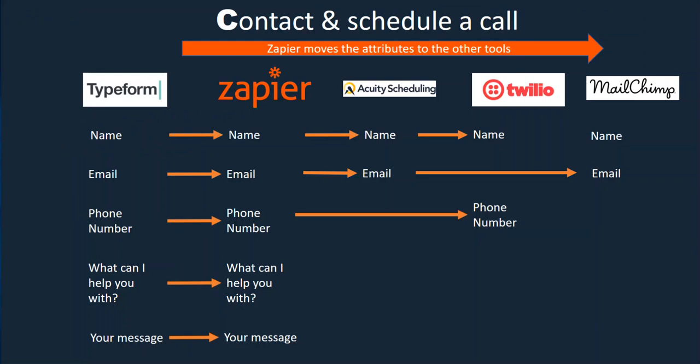But before we start, what we want to do is we want to show you exactly how this is going to work. So Typeform is going to take the details of the questions that we ask. It's going to move it to Zapier, which will then send an email using the Zapier email tool with our Acuity scheduling link. Following that up, we're going to take the name and the phone number, and we're going to pass it using Zapier to Twilio, which will send the text message, and then we're going to use Zapier again to move the name and the email address to MailChimp.